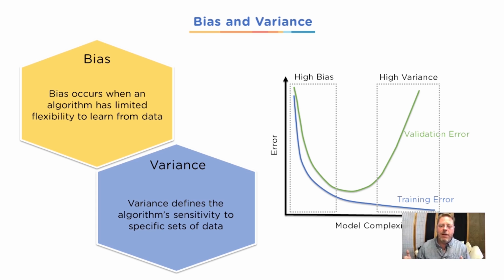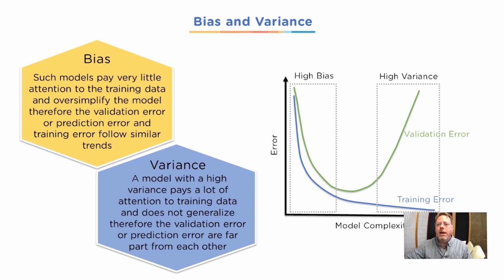Variance defines the algorithm's sensitivity to specific sets of data. Let's start with bias and variance. You can see here we have the two different setups. Bias you can think is very generalized, where variance is very specific. And so when we talk about bias, such models pay very little attention to the training data and oversimplify the model. Therefore, the validation error or prediction error and training error follow similar trends.